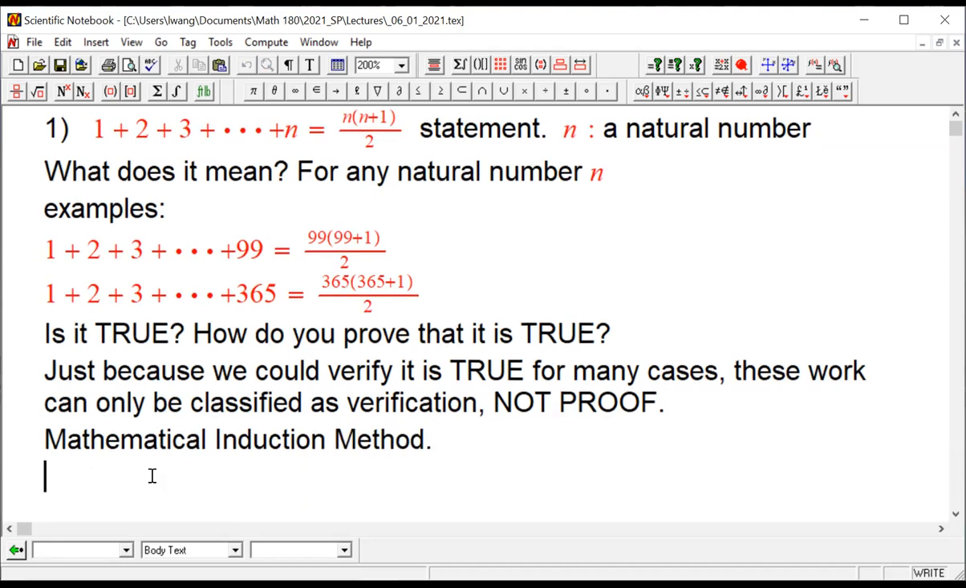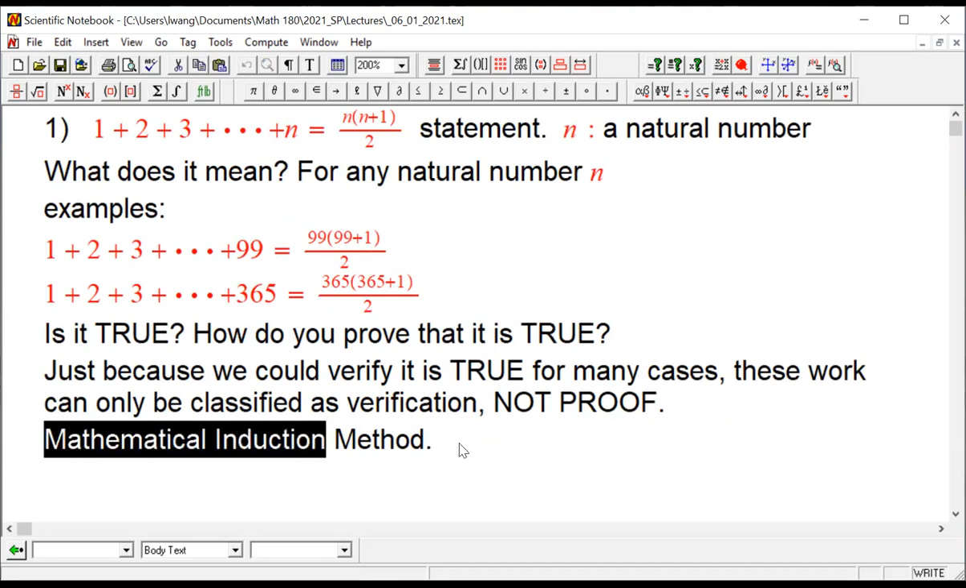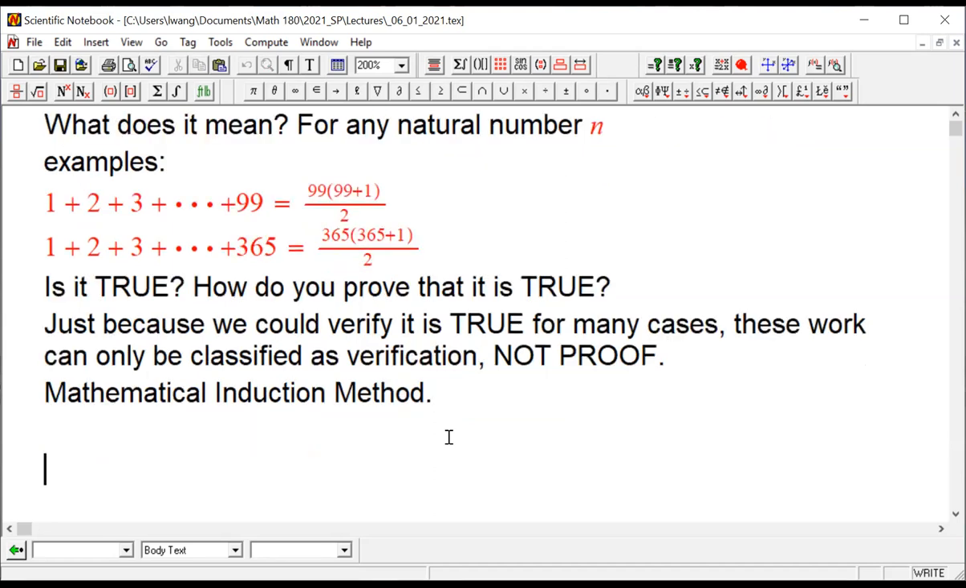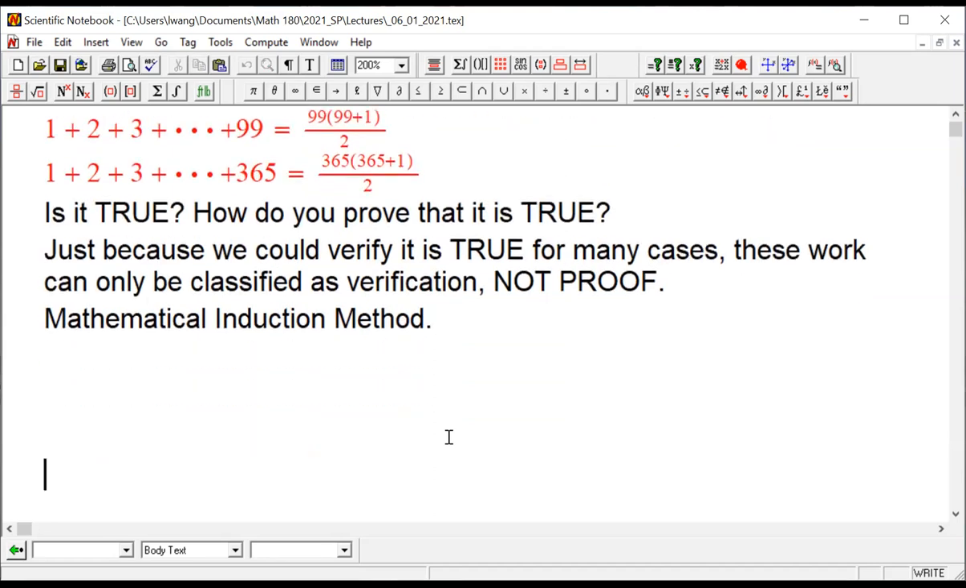And in short, we call it mathematical induction. Mathematical induction follows a certain format. There's just three steps.